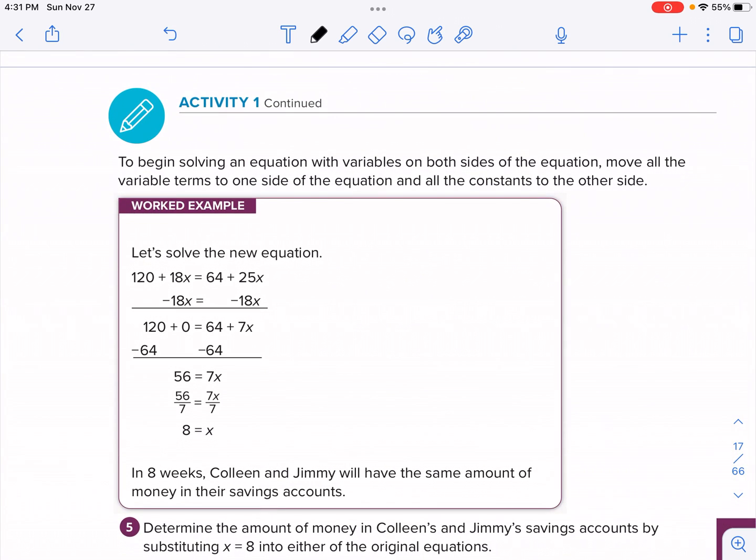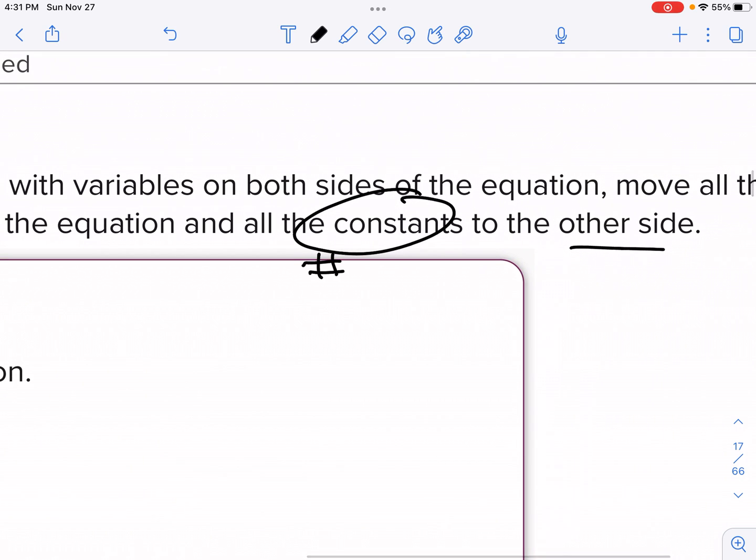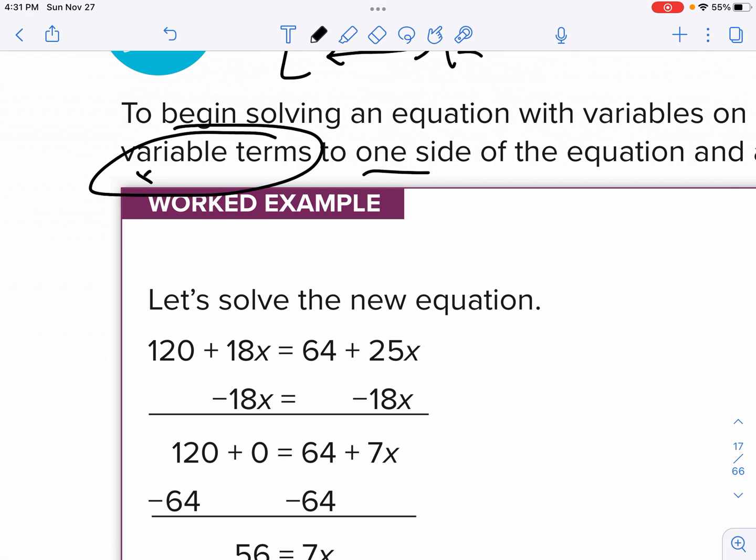To begin solving an equation with variables on both sides, move all the variables to one side. It doesn't matter which side, it can be the left side or the right side. But the other thing is, move all the constants to the other side. Constants are just numbers like 6, 4, 5. They're not variables, because variables are letters, like x, y, l.